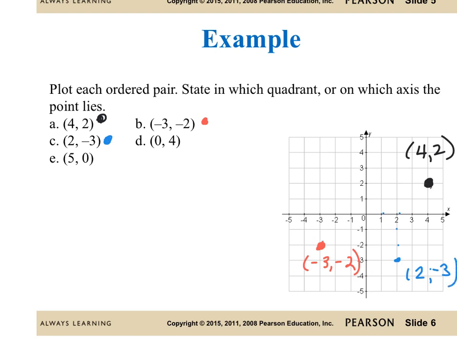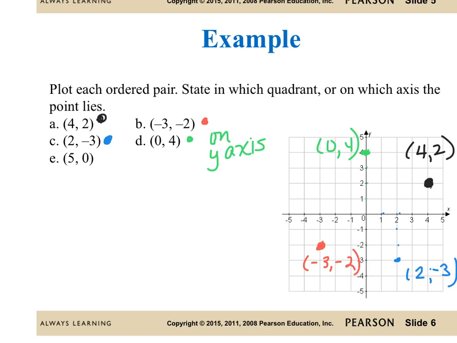Then we have two other points, and these points are kind of special. The first of them is 0, 4. 0, 4 means that we go to the origin and we don't go right or left at all. We simply go up 1, 2, 3, 4. So here's the point 0, 4. Notice that that's where the point crosses the y-axis. So that point is on the y-axis.